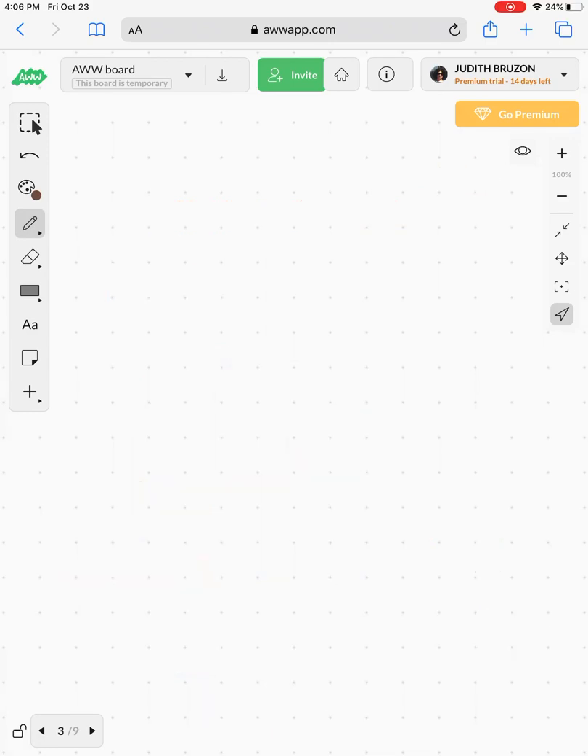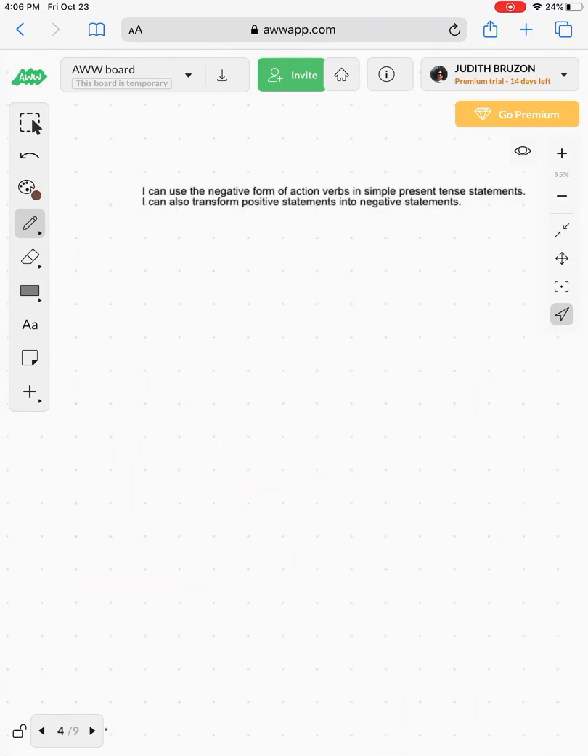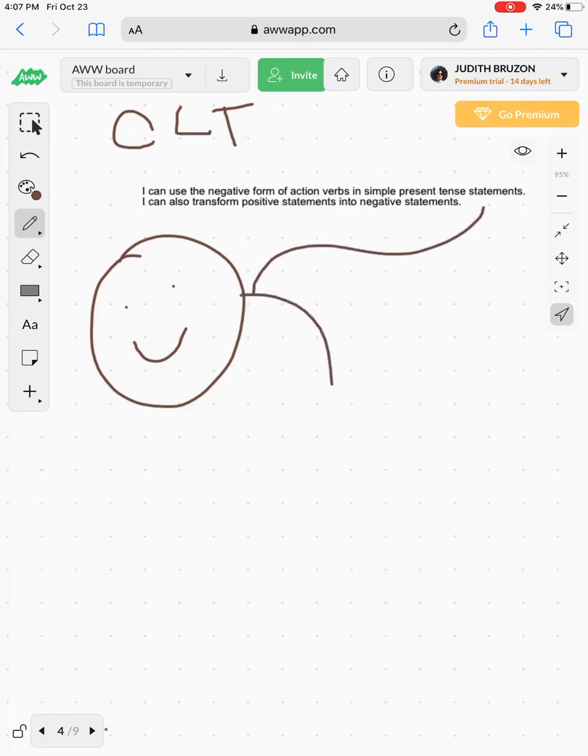Okay, so now what we are going to do is we are going to go ahead and read our clear learning target. So our clear learning target for today is: I can use the negative form of action verbs in simple present tense statements. I can also transform positive statements into negative statements and vice versa. Don't forget that.